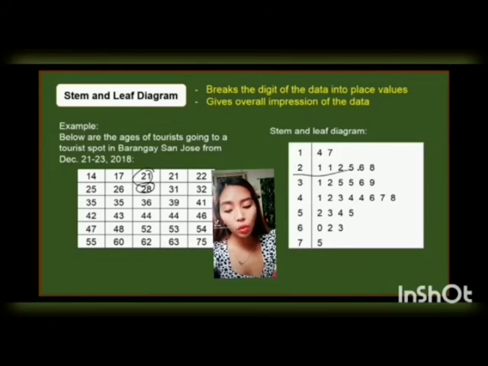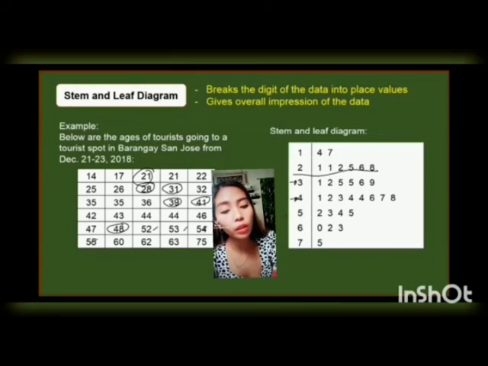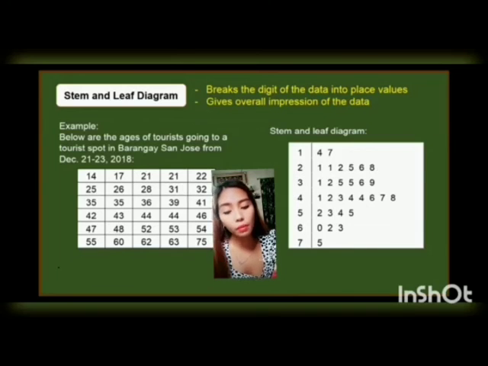That same principle goes for line 3, 31 until 39. Line 4, 41 until 48. Line 5, with just 4 elements, 52 to 54. And then line 6 and line 7.